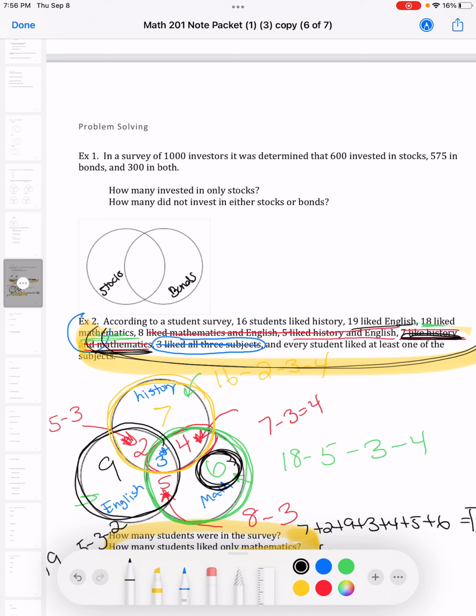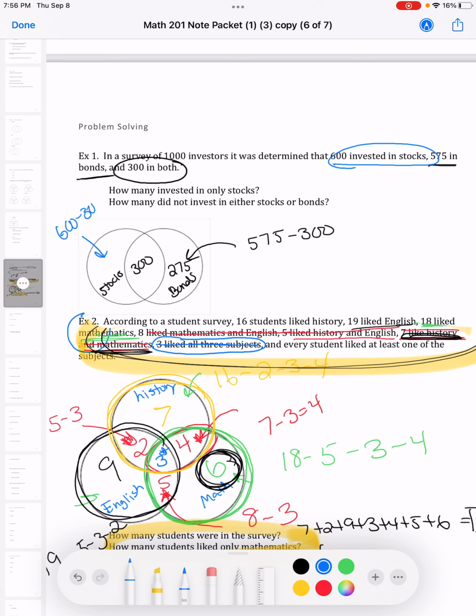All right, so coming back from the pause, we have 1,000 investors to determine, and it was determined 600 invested in stocks, 575 in bonds, and 300 in both. So 300 were in both. In the bonds, I had 575 minus the 300, so 275. 600 invested in stocks. Again, I'm going to subtract the 300 from the middle. Happens to give me 300 again. Just a coincidence, we haven't seen that before.